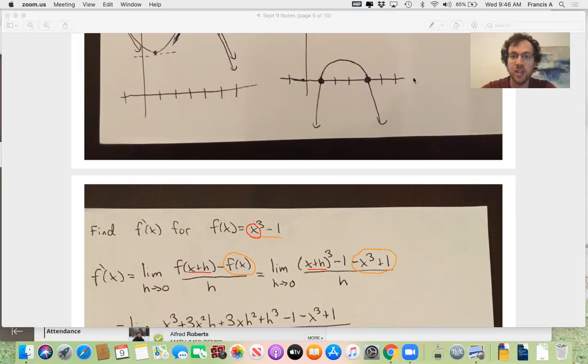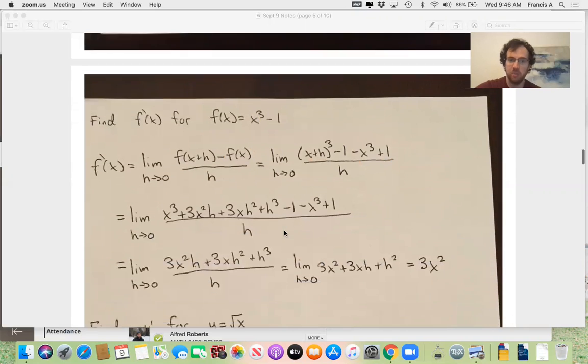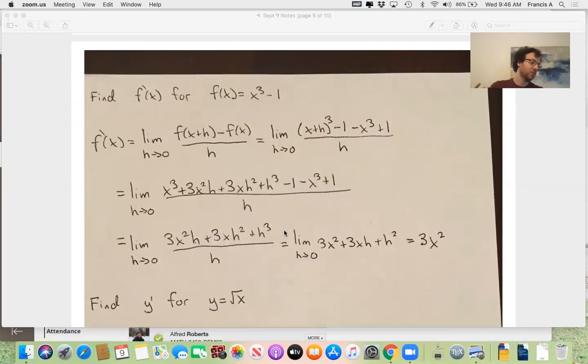Then, once we get this set up, now it is kind of similar in a lot of ways to the sort of limits we've done before. First up is multiply all this out. Here the big thing is x plus h cubed. If you do x plus h times x plus h times x plus h, multiply it out, you get all of these 4 terms.